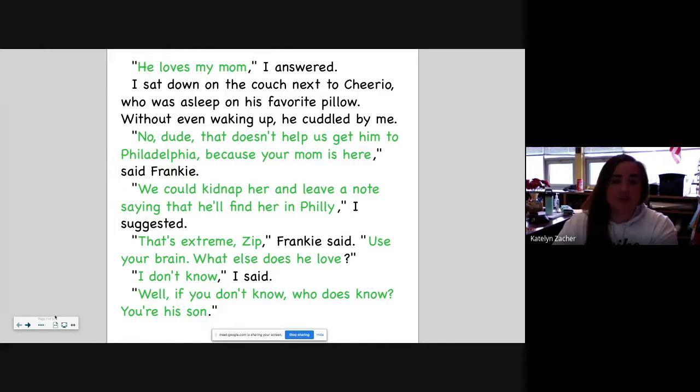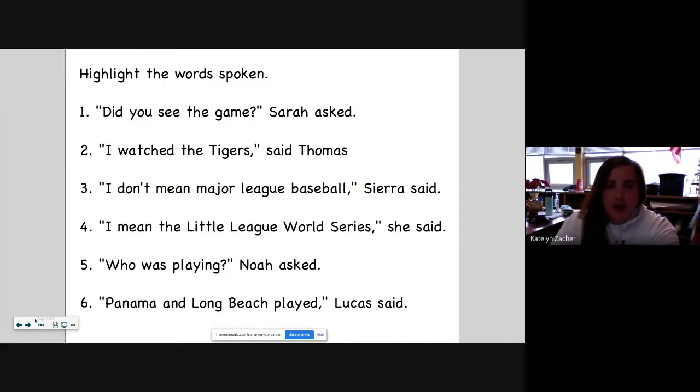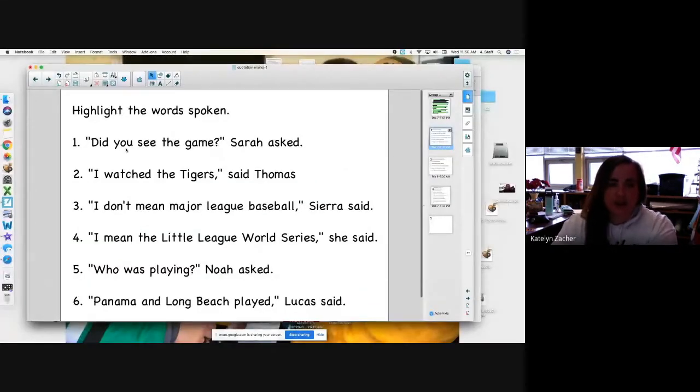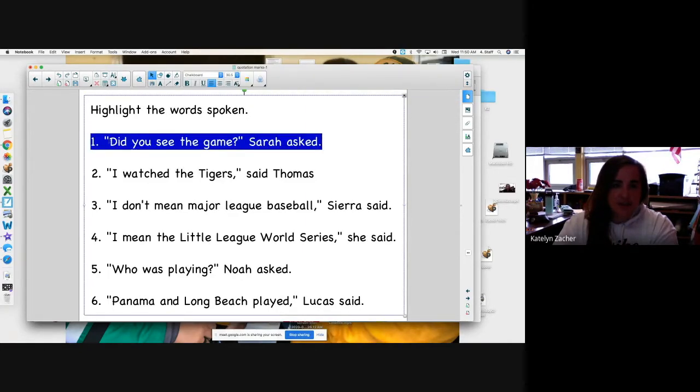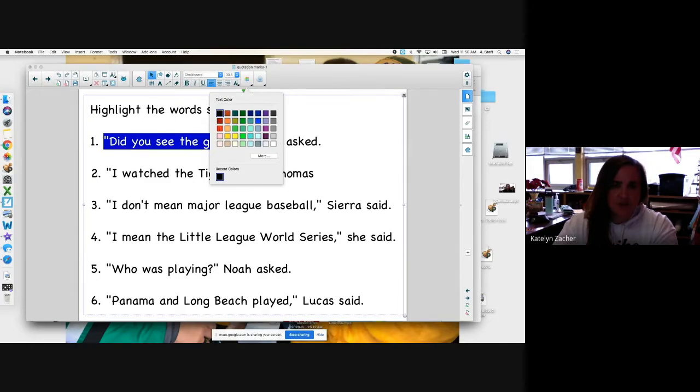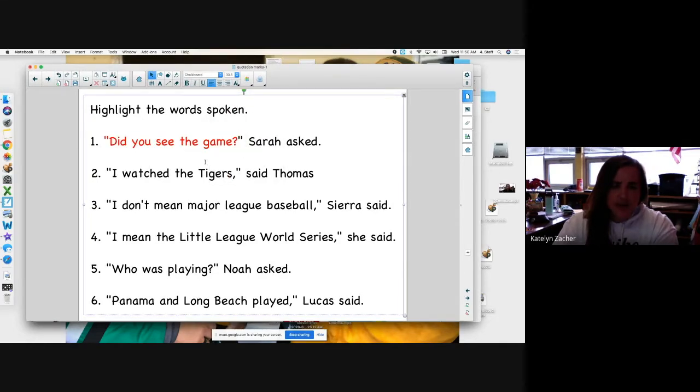We're just going to start very basic practice at first. So let's do some together, and we're going to highlight the words that are spoken. So kind of easy to go along with me here. Let's just look. "Did you see the game?" Sarah asked. So the hint here, I'm going to unlock this so I can highlight it, is did you see the game? That's something that's said, and look at my hint, you guys, because it's in quotations. So the "did you see the game" was spoken. Let's just change it to red. How about that? Sarah asked.